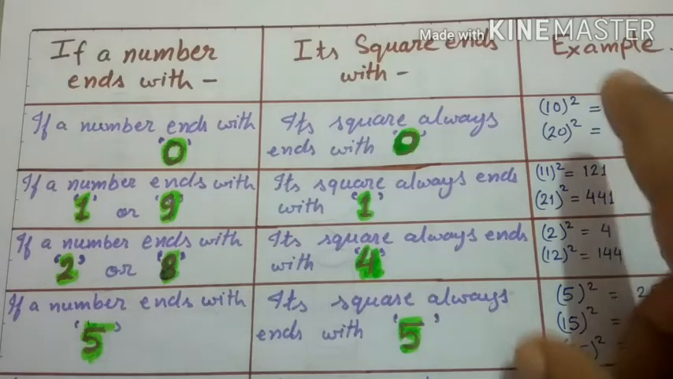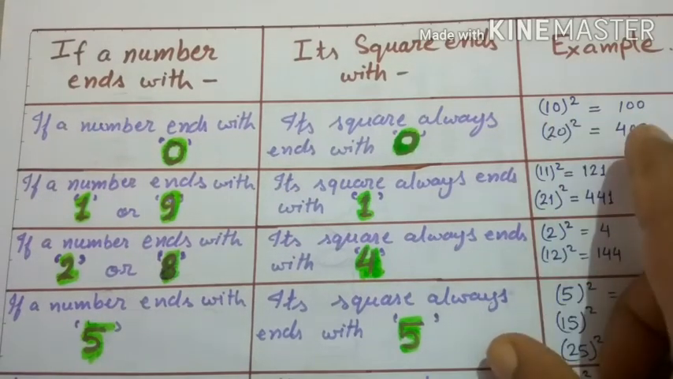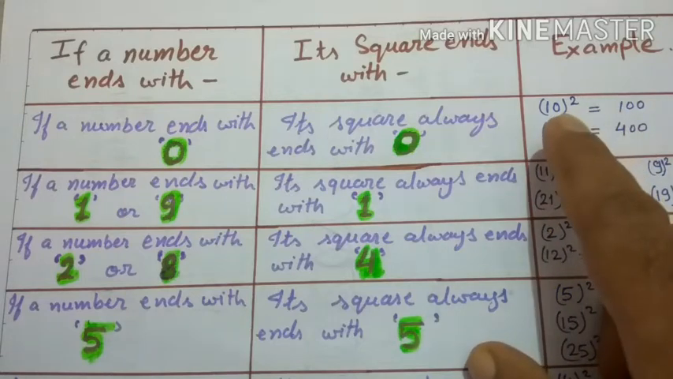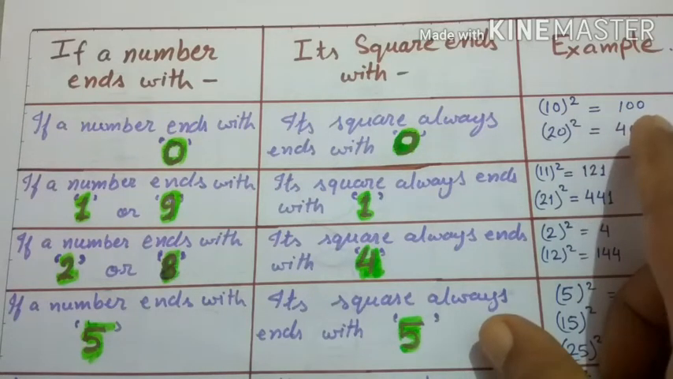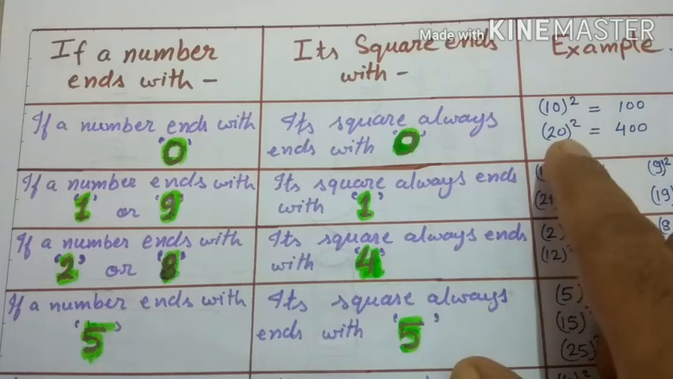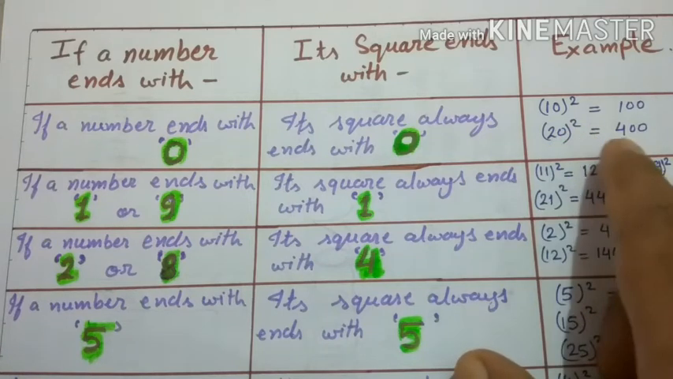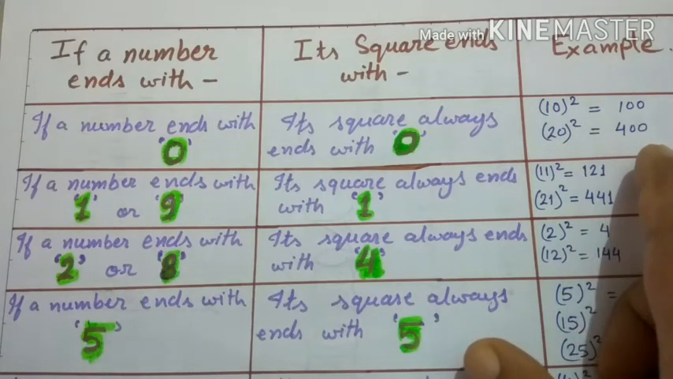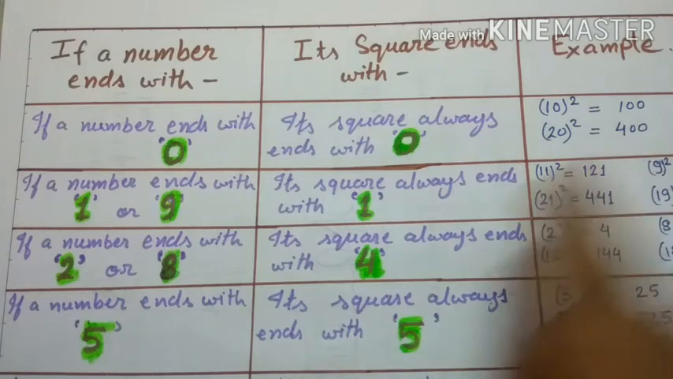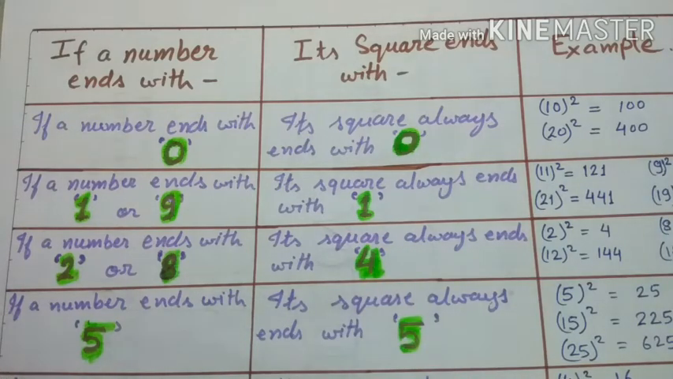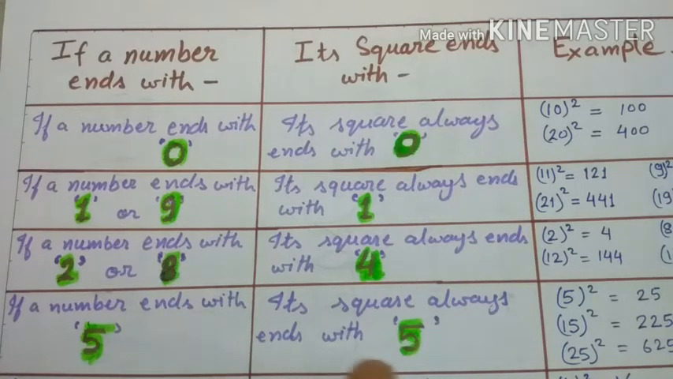For example, the square of 10 is 100. 10 ends with 0 and its square also ends with 0. 20 ends with 0, and the square of 20 is 400, which also ends with 0. Next, if a number ends with either 1 or 9, then its square always ends with 1.